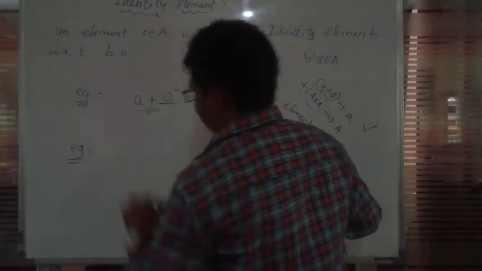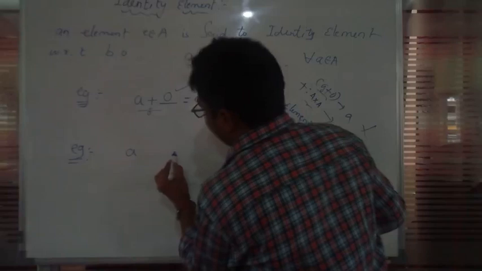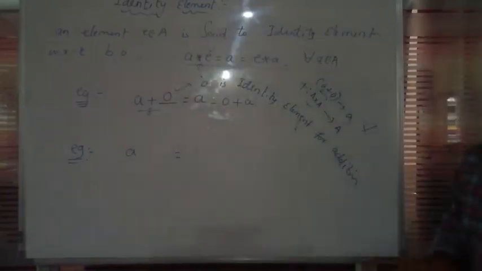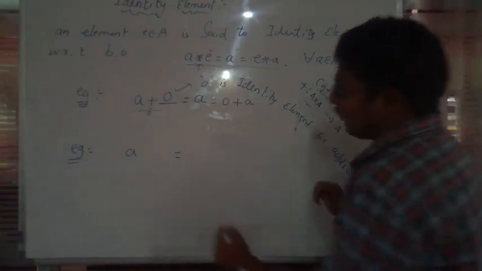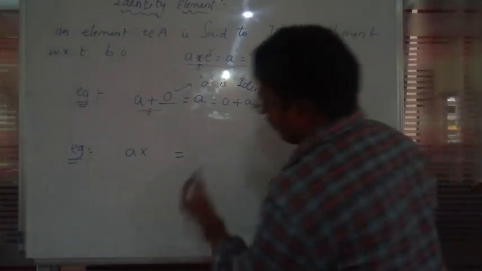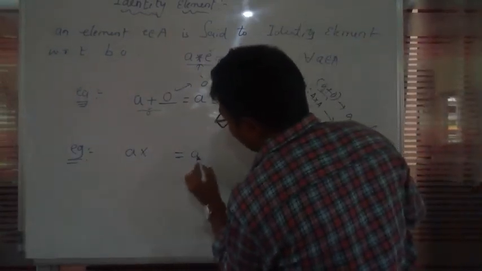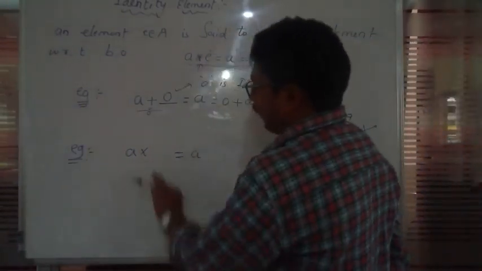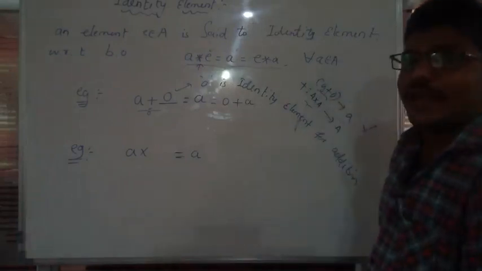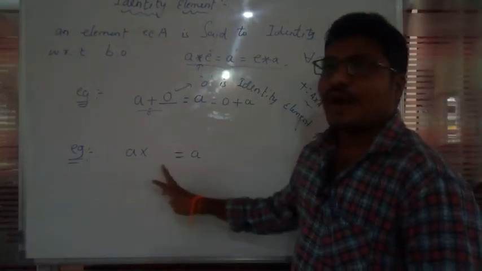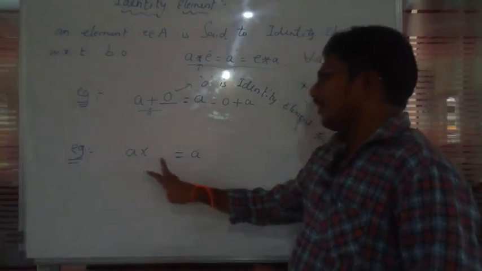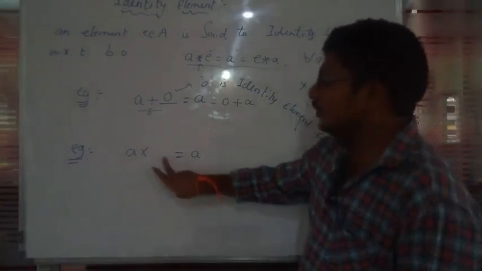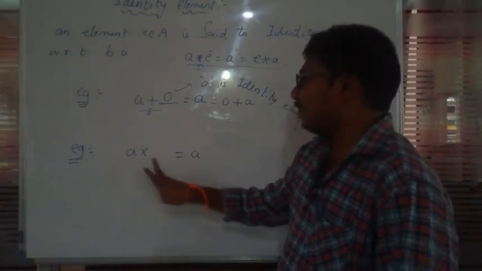For example, another one. Take again A, and this is star. It means plus, minus, multiplication and division. I will give one operation, multiplication. It means if I write a again, which number should be multiplied to a to get back a? Which number is to be multiplied to the a, so that you get back again a?